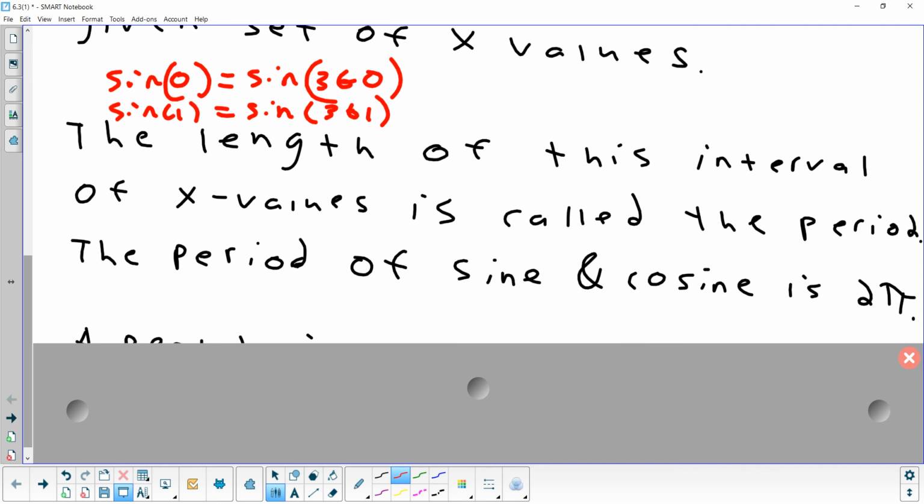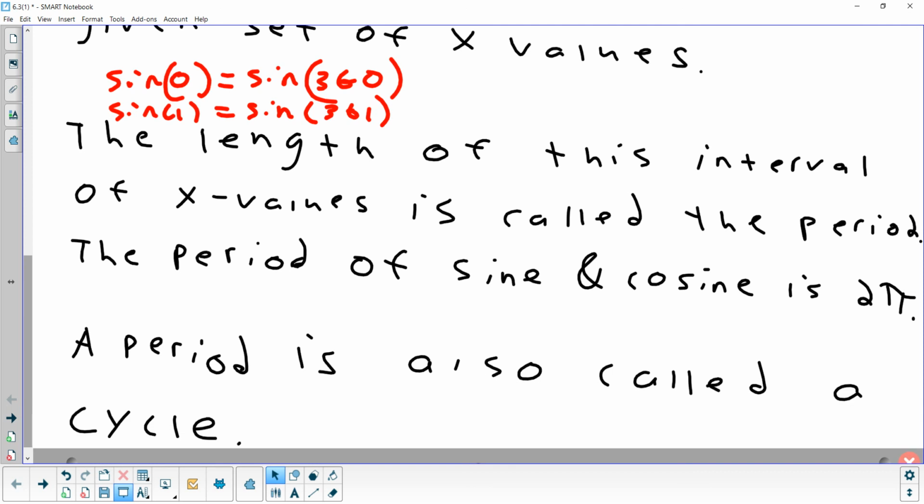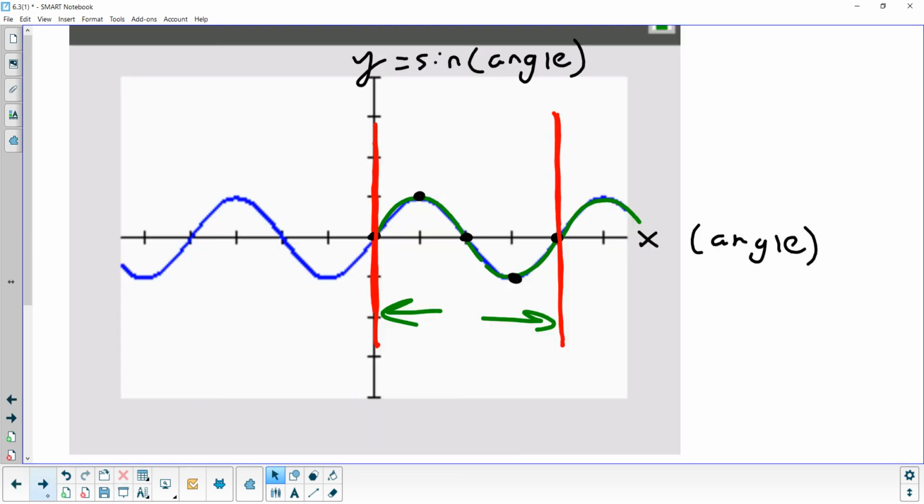So this is what we call the standard period length for sine and cosine. Now another name I've also been using a little bit is a cycle. Period is also called a cycle. There's no difference between the two words. You can use either one. So what you're looking at in green is one cycle of the sine function, or one full period.